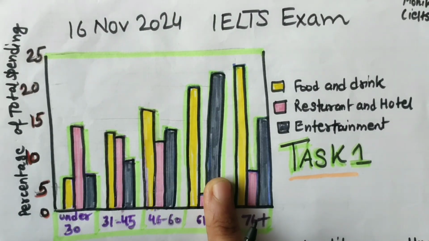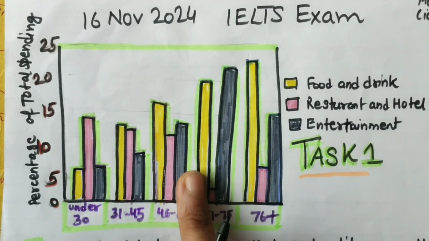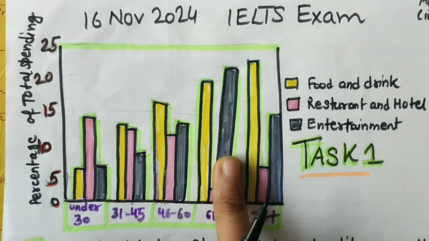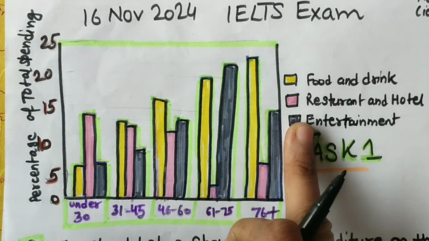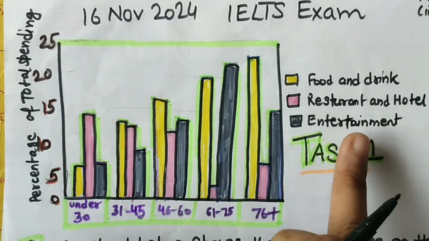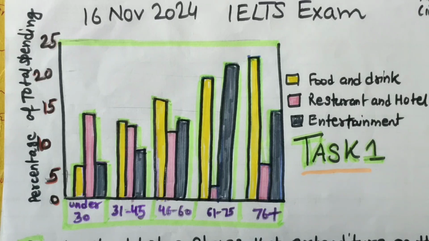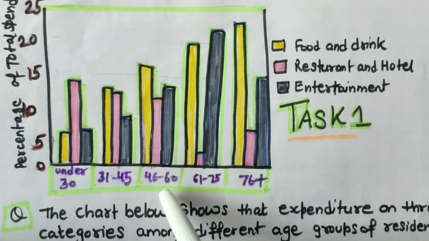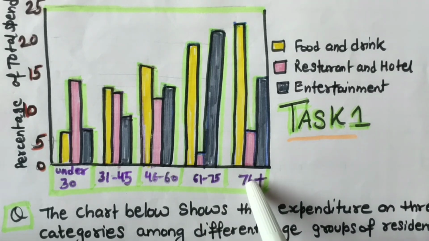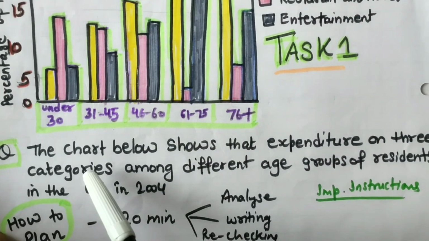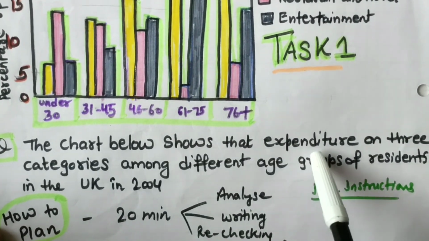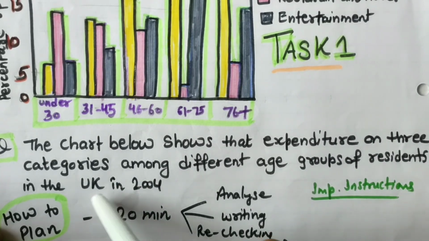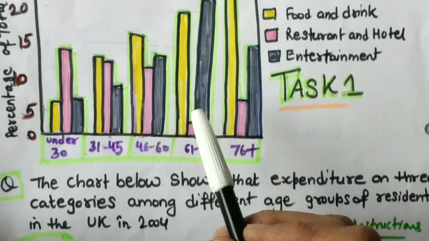After getting the question statement for writing task 1, just look, this is a vertical bar graph. I can see three categories: food and drink, restaurant and hotel, and entertainment. Of course, age groups are also there: under 30, 31 to 45, 46 to 65. And let's read the question statement. The chart below shows the expenditure on three categories among different age groups of residents in the UK in 2004. There is only 1 year.